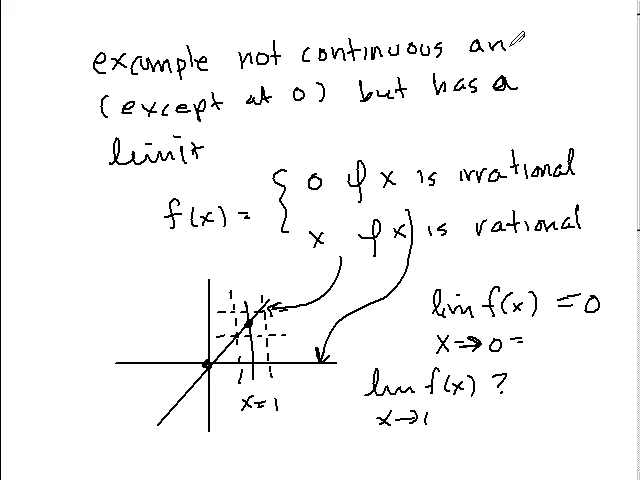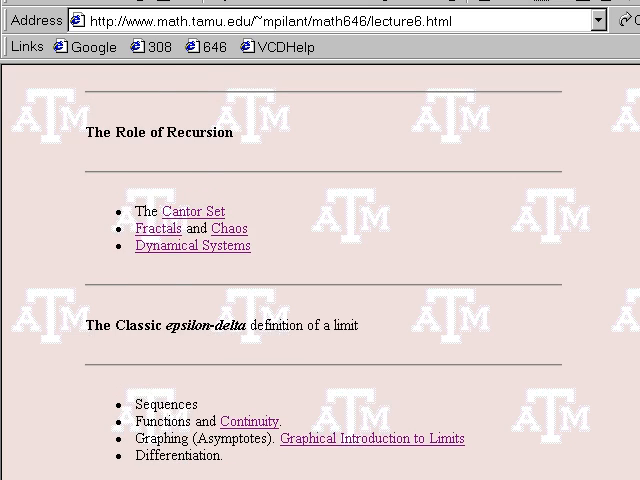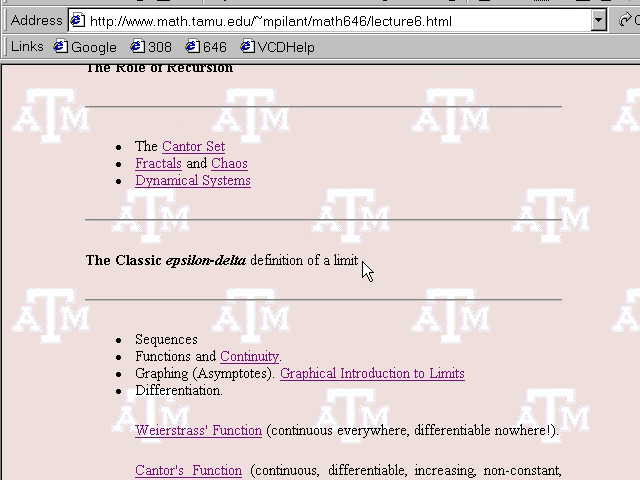So this is an example where it's not continuous anywhere, but nevertheless has a limit at 0. Okay. Now we're jumping the gun because I've actually used continuity without telling you what it is. So forgive me for that.